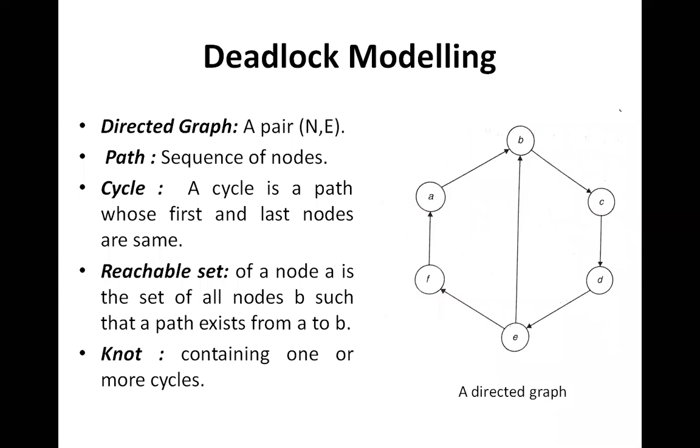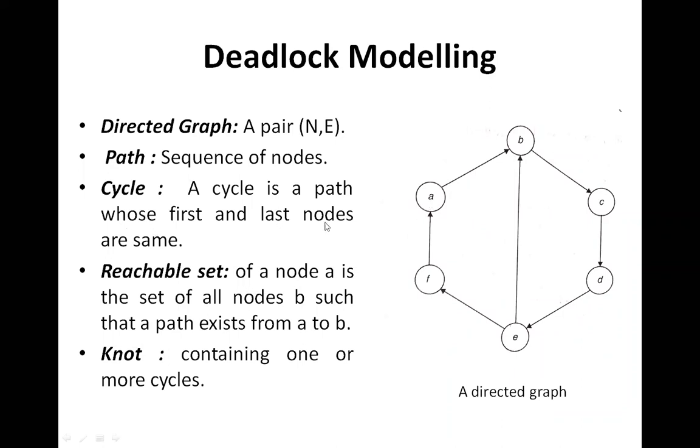Then we have a path. A path is a sequence of nodes from A to B, C, D in a directed graph, such that AB, BC, CD, DE, like that. So a path contains at least two nodes. This is an edge, and this is a path. If there is a path between A and B, there must be at least one edge between A and B. Then what is a cycle?